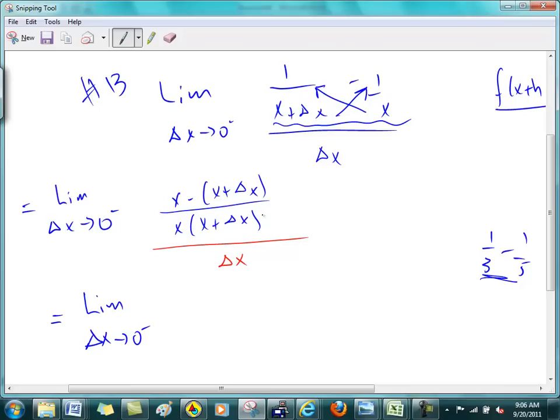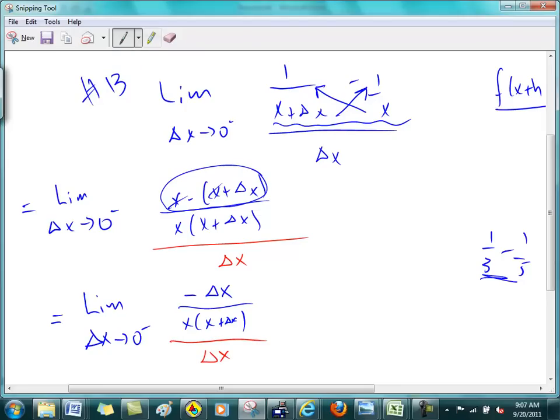Okay. Work on the numerator of the numerator. What do you want to do? The x's will cancel. This x and this x disappear, x minus x. Minus delta x. Over x times x plus delta x, and then over my delta x.